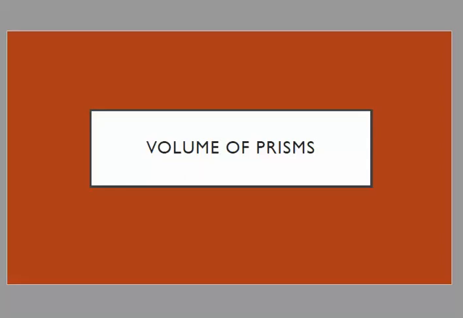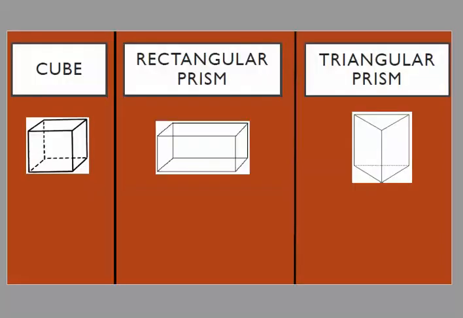Hey guys, today we're going to be talking about volume of prisms. The three different types of prisms we will be talking about are a cube, a rectangular prism, and a triangular prism. For a rectangular prism and a triangular prism, the base shape is in the name. So a rectangular prism has a base shape as a rectangle, and for a triangular prism, the base shape is a triangle. The cube is the exception because all its sides are made up of squares.